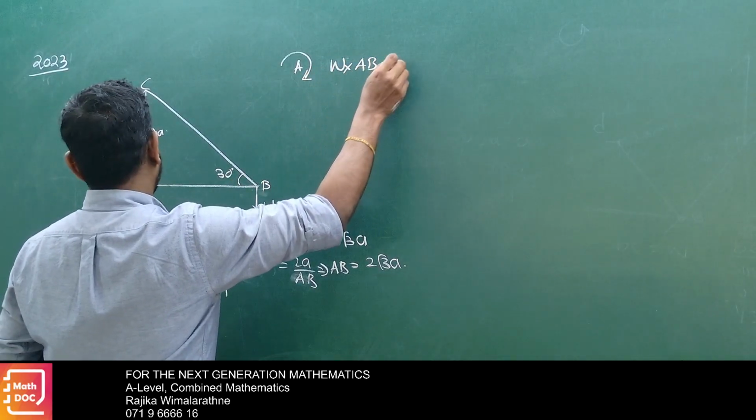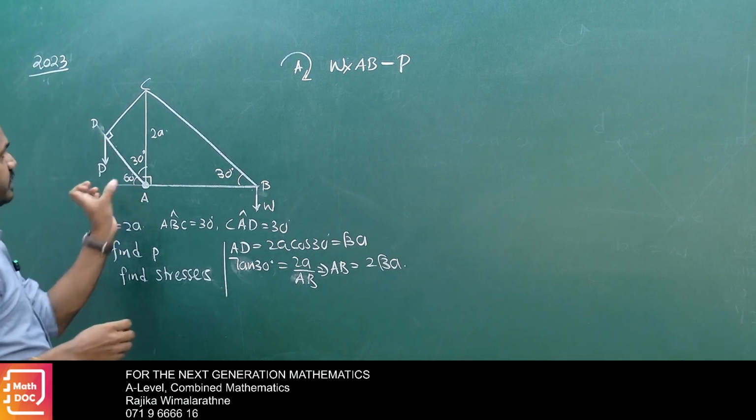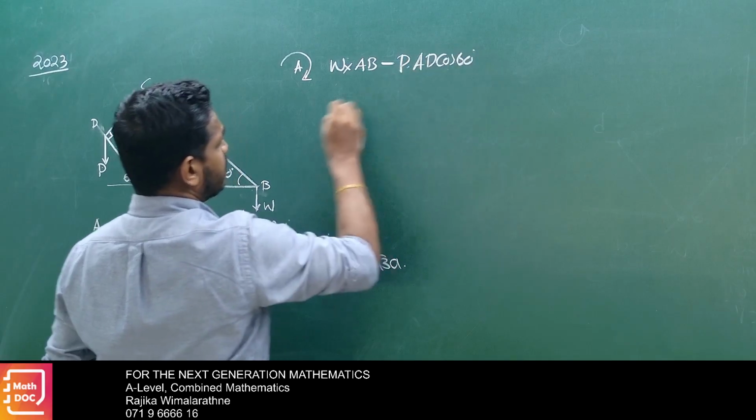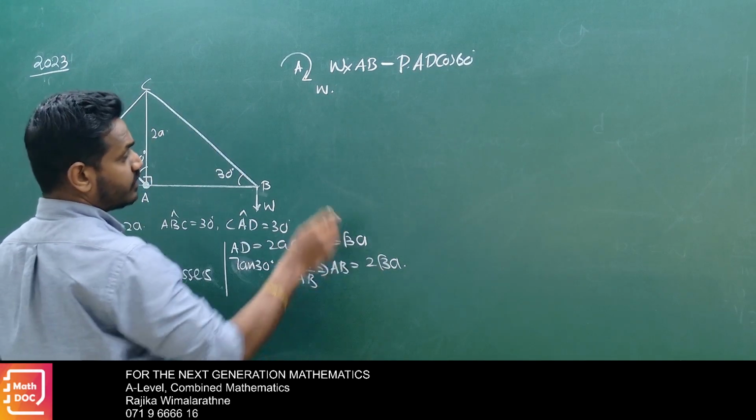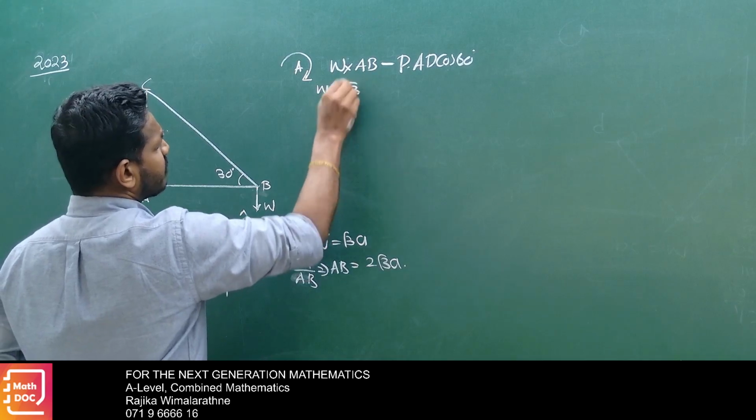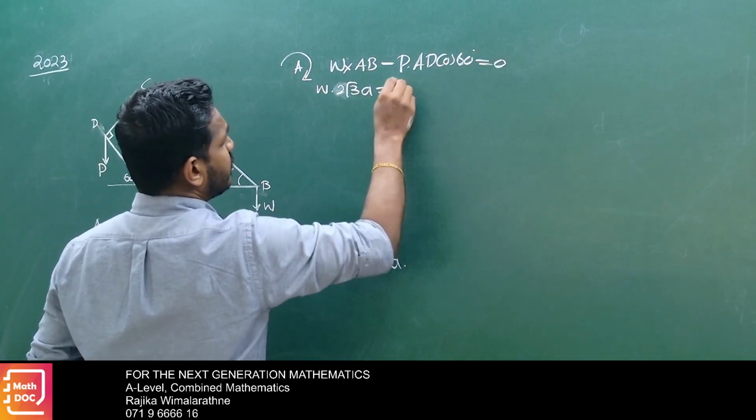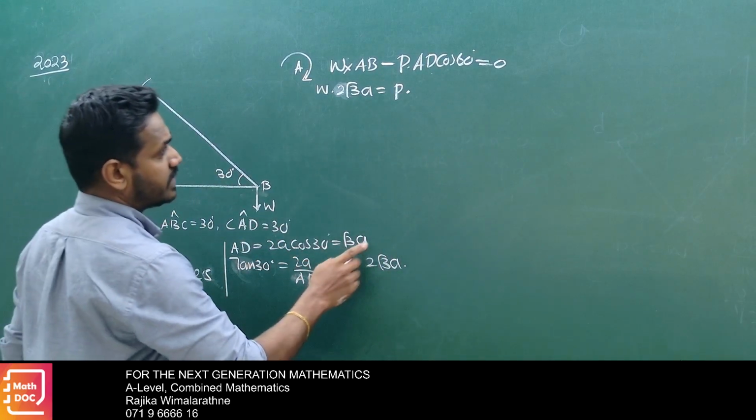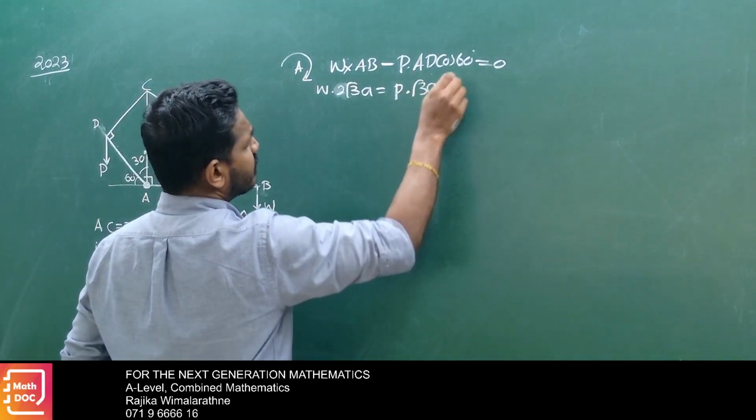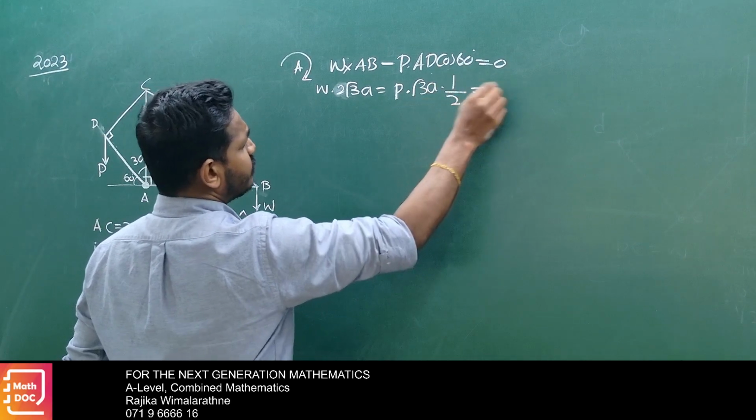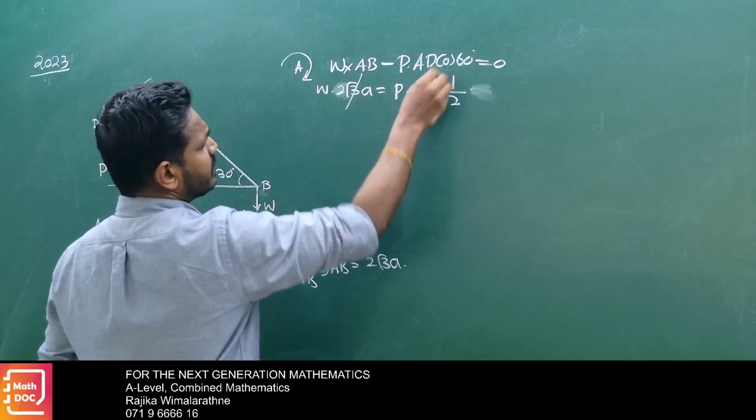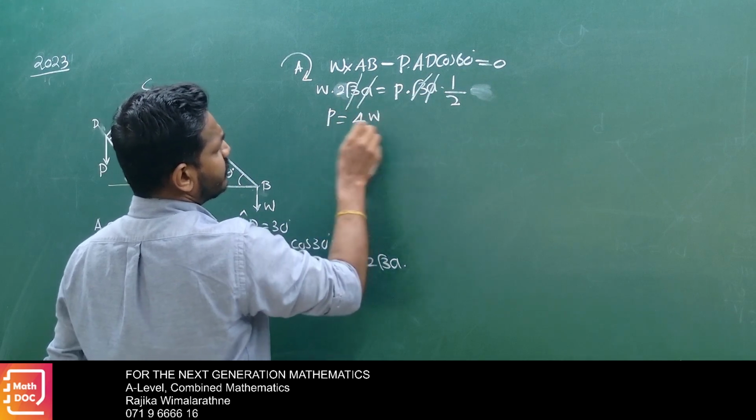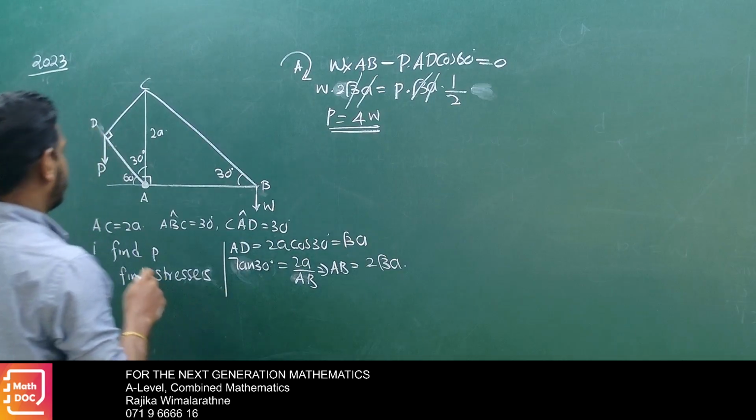W times AB minus P times AD cos 60, AD cos 60, then W times AB, 2 root 3A, equals P times AD value, here the AD value is root 3A, cos 60 is half. Now simplify, then the P value equals 4W, P value equals 4W.